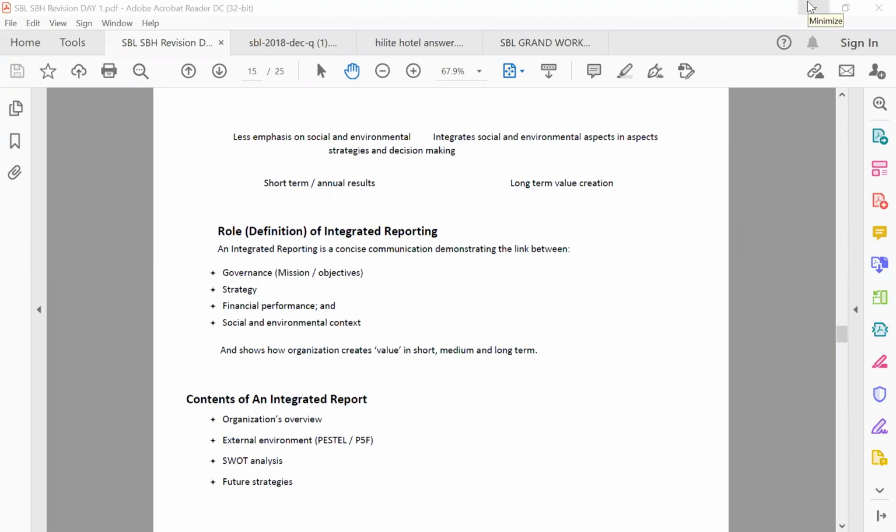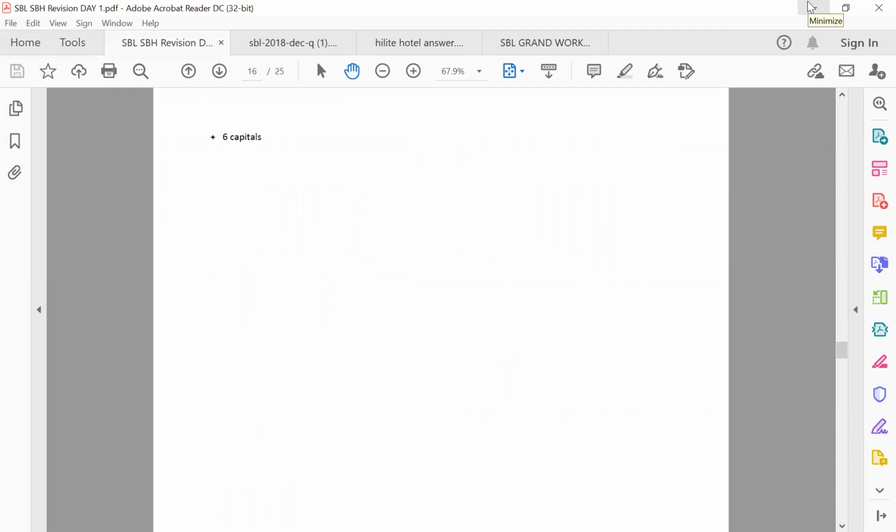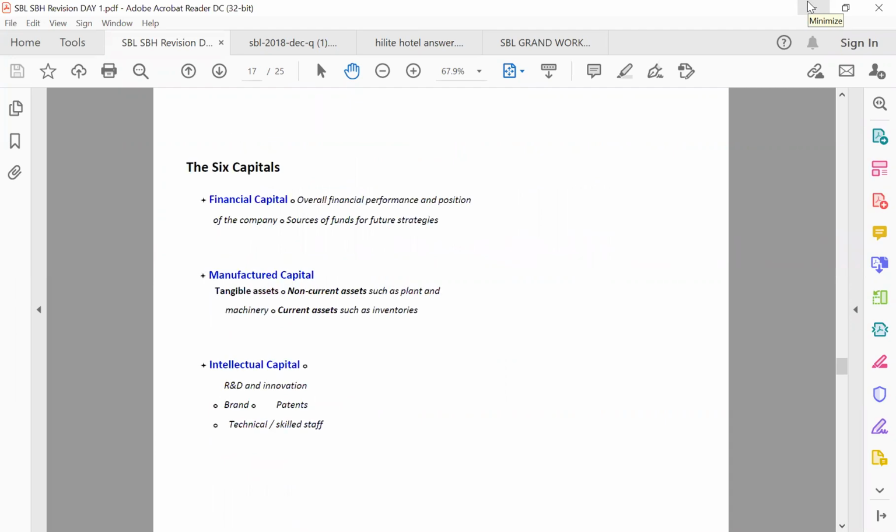Now, if I talk about the integrated reporting, the content of an integrated report includes the organization's overview, its external environment, and obviously in external environment, we have got PESTLE analysis, we have got Porter's five forces, then we have got SWOT analysis, and then we have the future strategies as well. So these are the contents, and the six capitals, obviously. Now let's just jump into the six capitals.